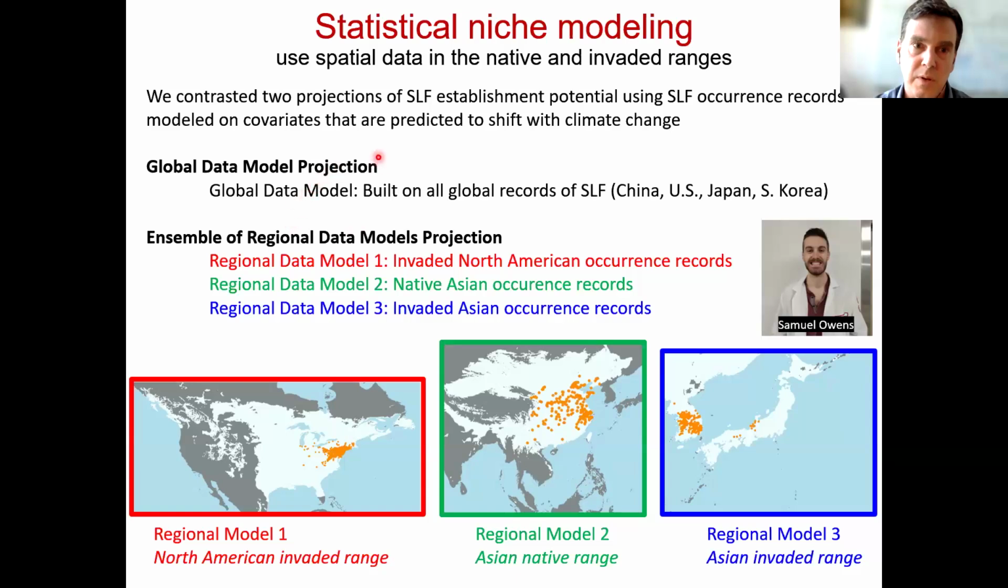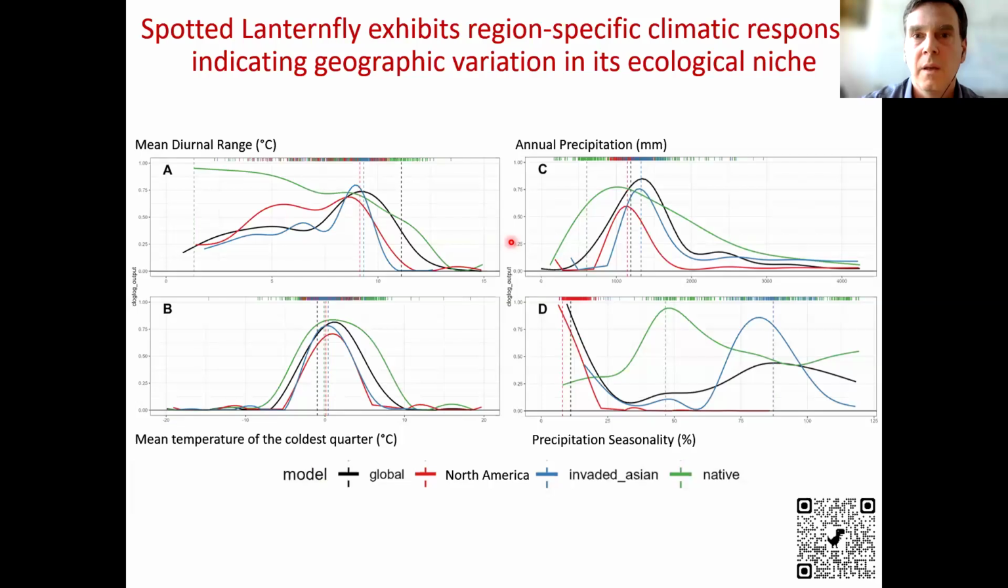So now we got two different projections. We got a global data model projection, which is similar to what's typically done, and then an ensemble of these regional model projections. And the reason this is important to regionalize your data and look at differences in your data is that for Lanternfly especially, they are regional specific climatic responses. And so that means there's geographic variation in its ecological niche. And here's what I mean by that.